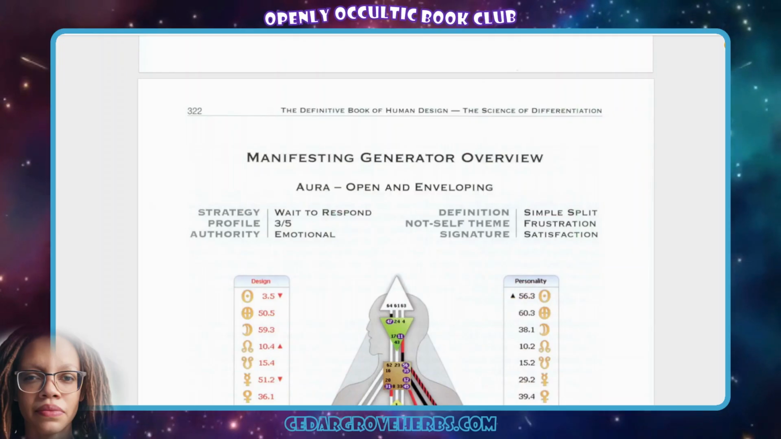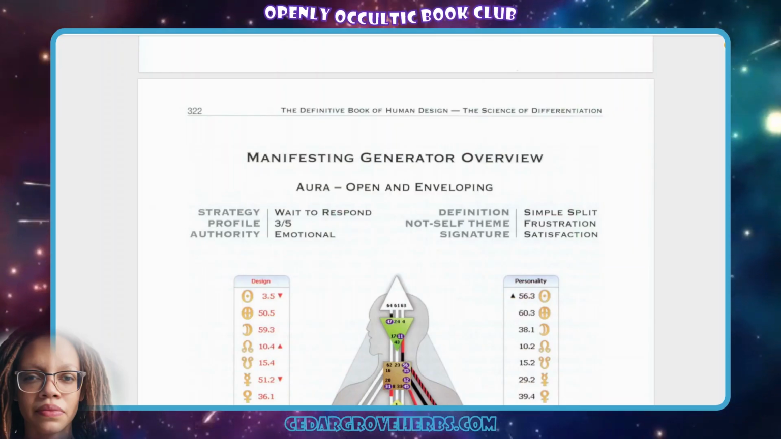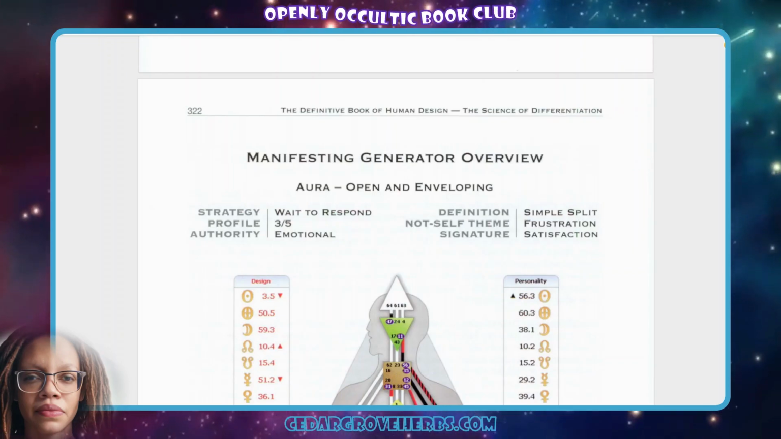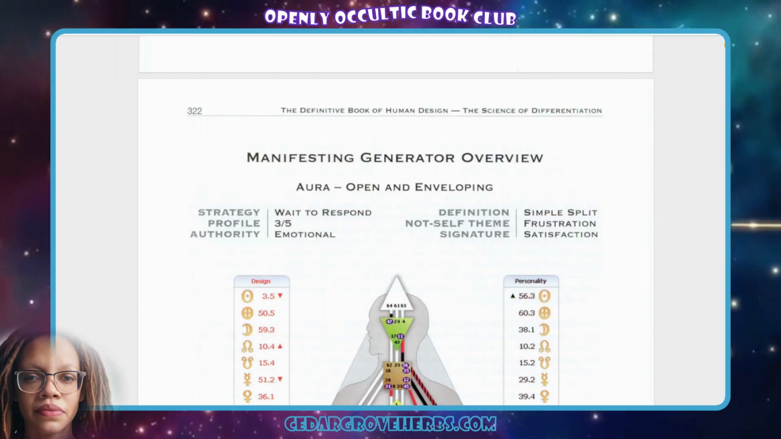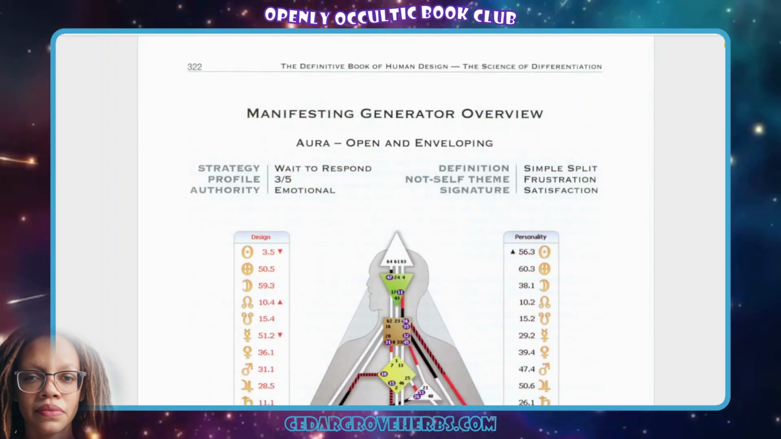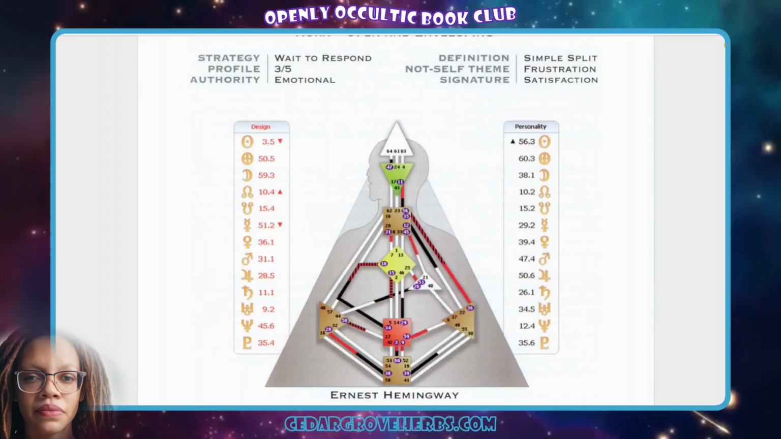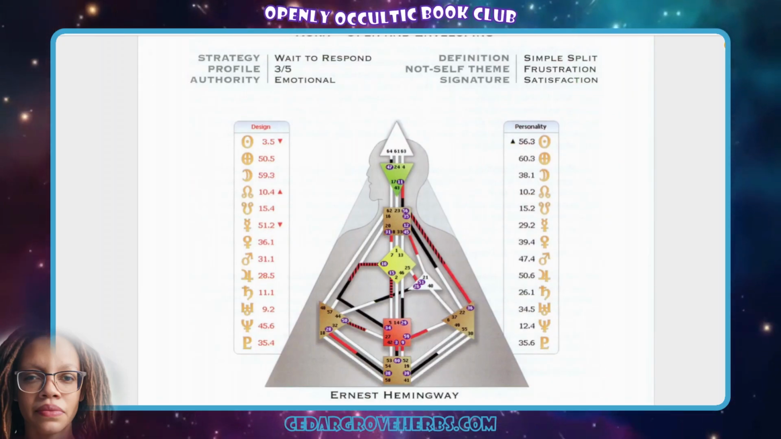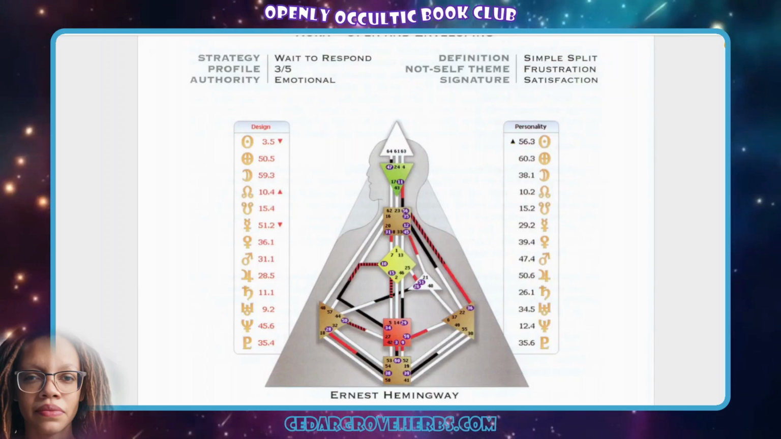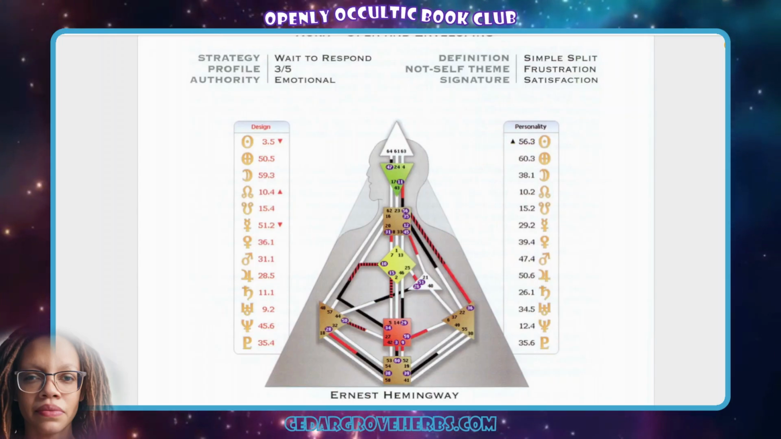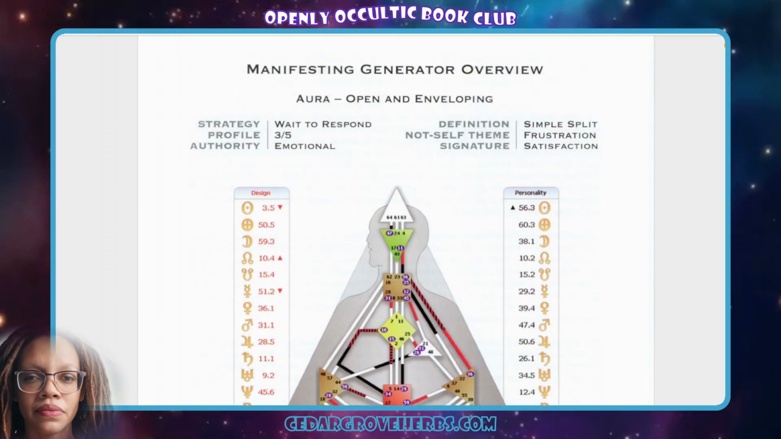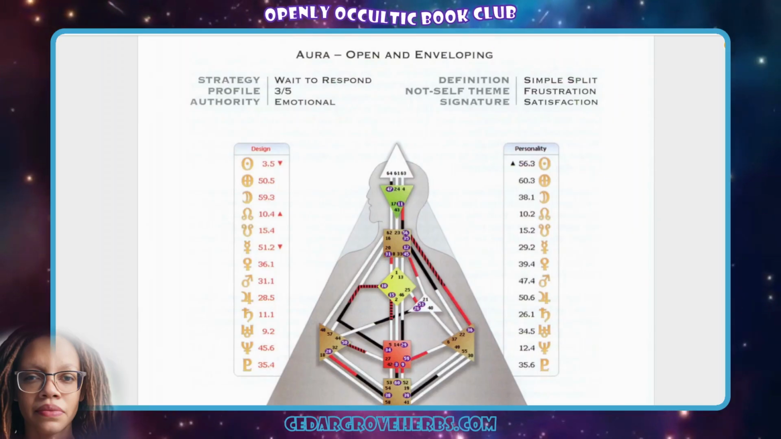Okay? All right, so we're now going to jump into a manifesting generator sample chart. Again, they're a generator, so their aura is open and enveloping. This person is a 3-5. Their strategy is to wait to respond, and their authority is emotional, their solar plexus. Their sacral center is defined. That's what makes them a generator. But their spleen is also defined, as we see here. We see their throat is defined. That's what makes them a manifesting generator, instead of just a basic generator.